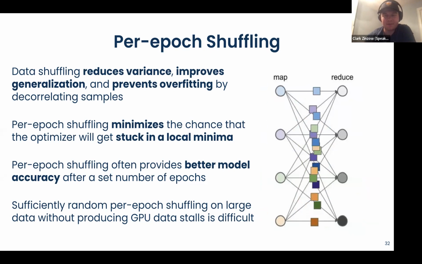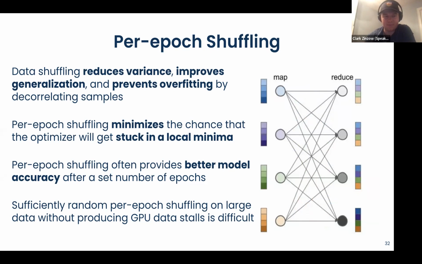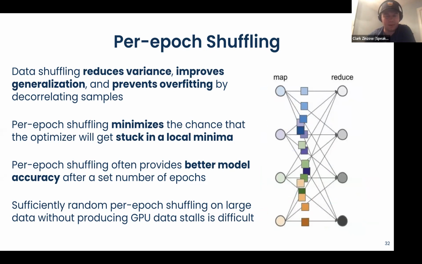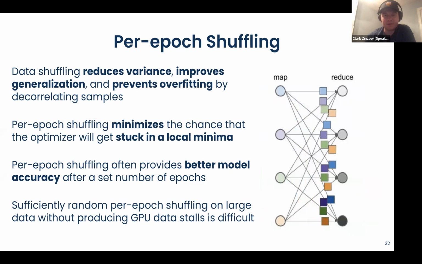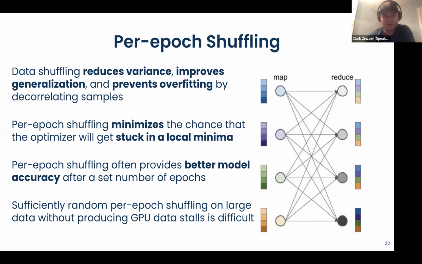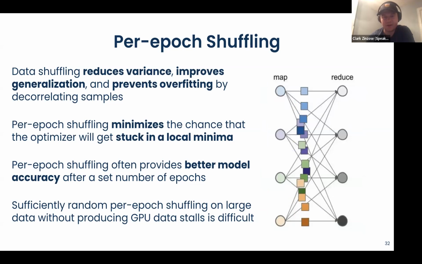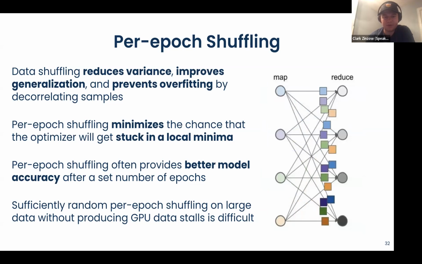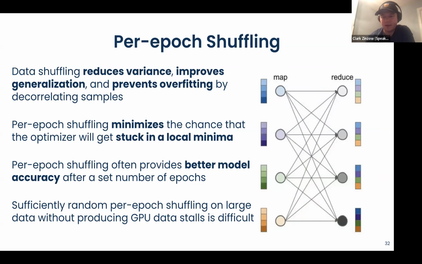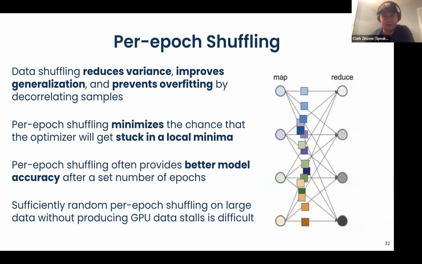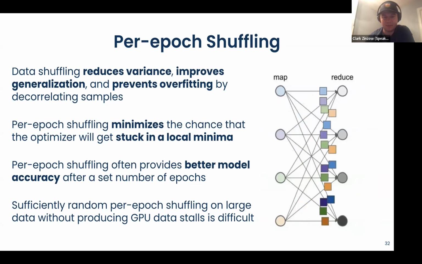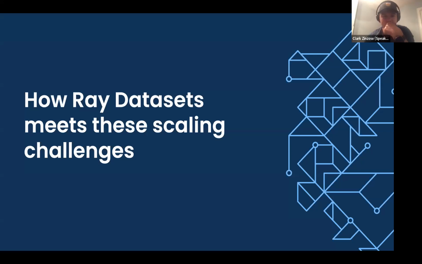This is very memory intensive and very network intensive. It can really slow down your ingest if you're comparing it to just doing parallel loads from S3. If you add in a per epoch shuffle operation, it can really slow down. I'll go into a little bit about how you can mitigate that.